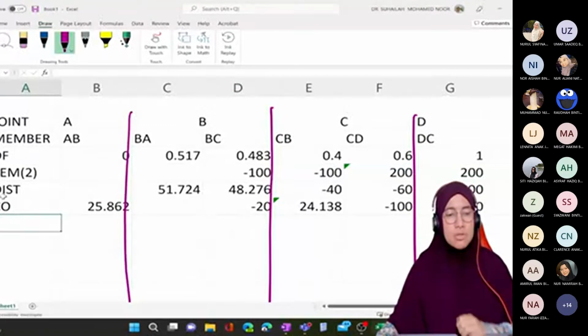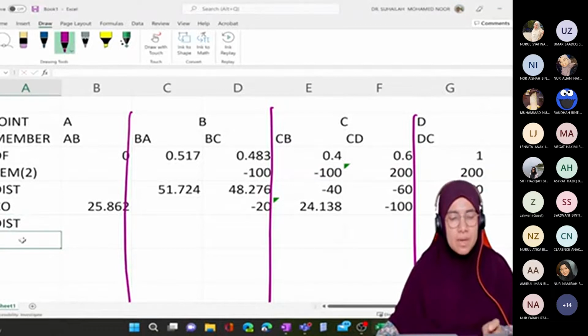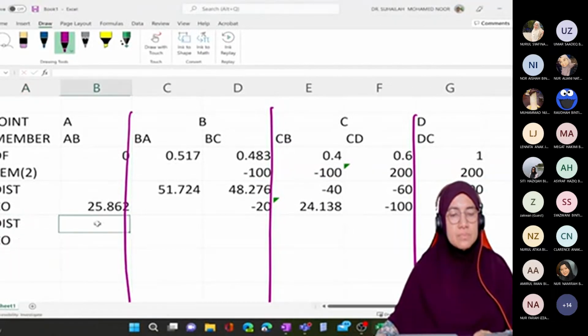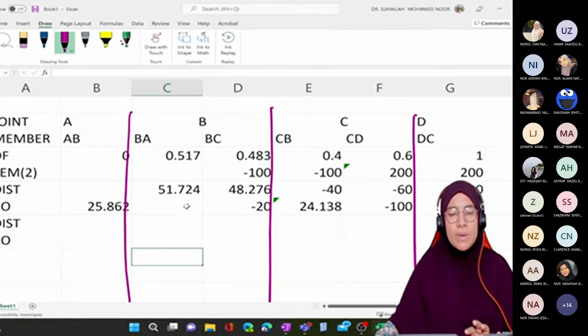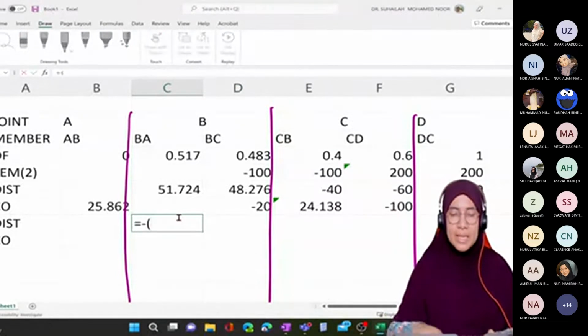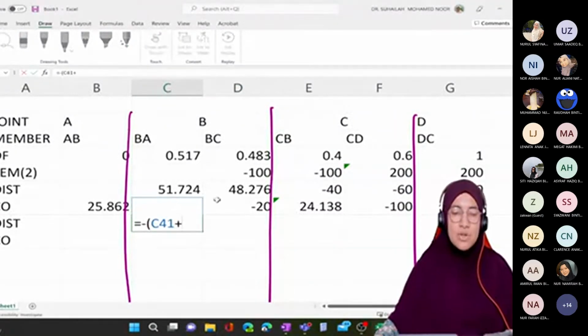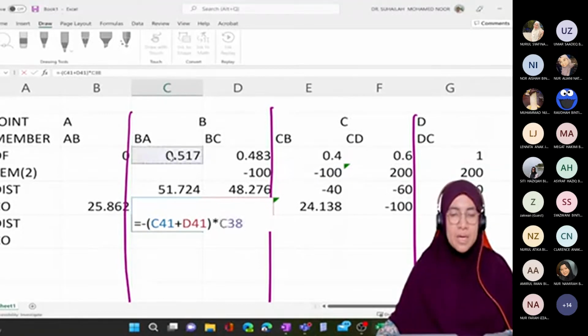Okay. So, distribution. Repeat the process. Carry over. Okay, again, the process is joint moment. The moment is 0 and negative 20, so the joint moment is positive 20. That is why I put negative. So that joint moment, I will get positive 20, times with factor 0.517.